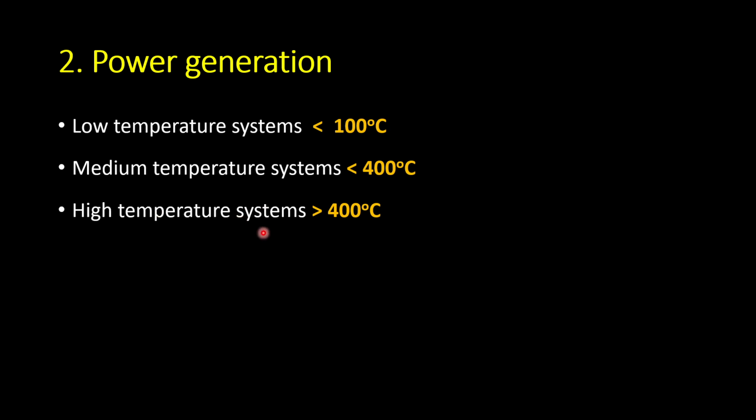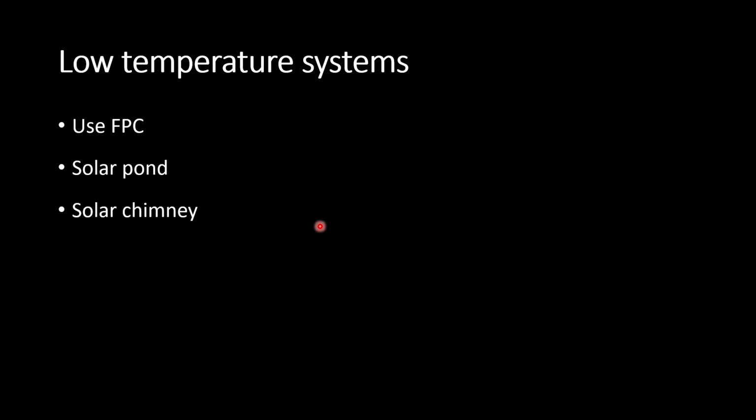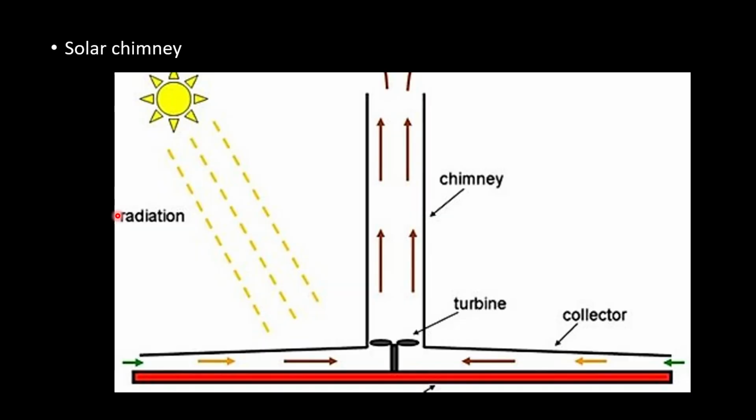and parabolic trough type. High temperature systems have a temperature of greater than 400 degrees Celsius. For the low temperature system, as we already mentioned, we can use flat plate collector, solar pond, and solar chimney. The first two are familiar to you, and the solar chimney I'll discuss now.